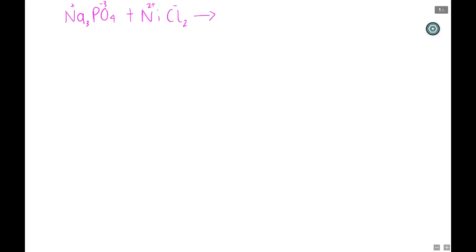Now we need to work out which of these are going to react to form, so which cations are going to react with the anions. So sodium is going to react with chloride, and we're going to have our nickel react with our phosphate. Now these are aqueous. Now which of these is going to end up as our solid?